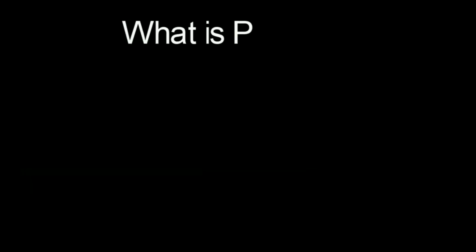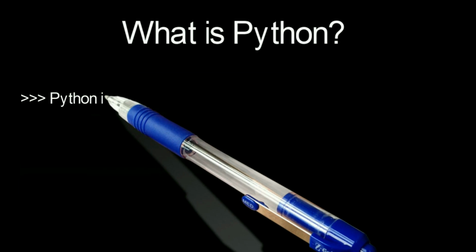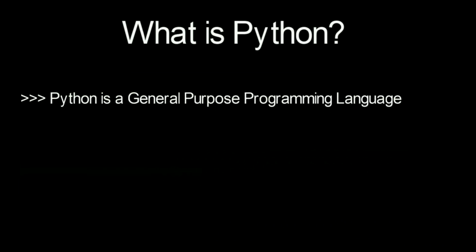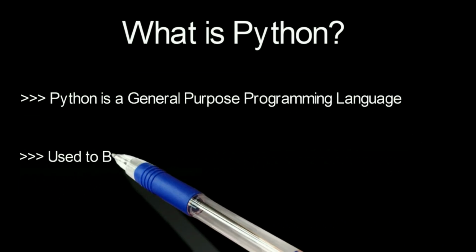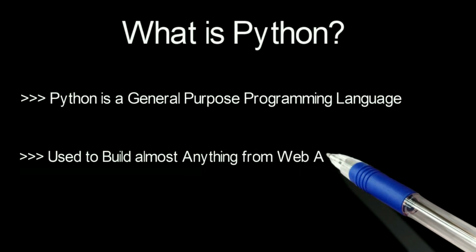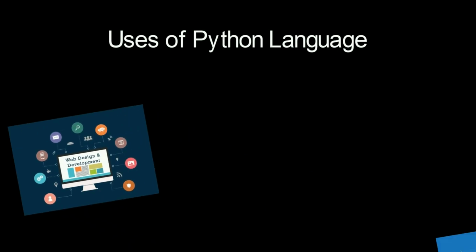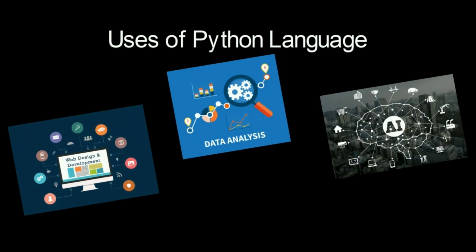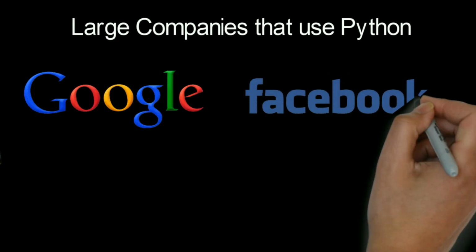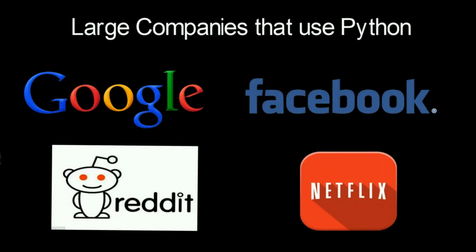Since you already stumbled upon this video, you must have at least heard of what is Python. Python is actually a general purpose programming language. What that means is that you can use it for building almost anything, from web applications to software and games. Nowadays, Python plays a great role in backend for web development, data analysis, artificial intelligence, and scientific computing. Most tech giants like Google, Facebook, Reddit, and Netflix rely on Python.